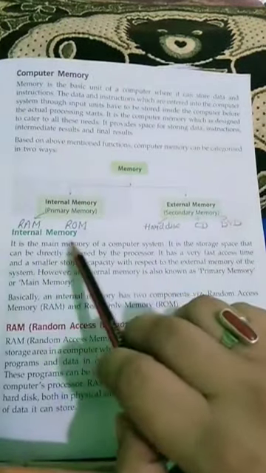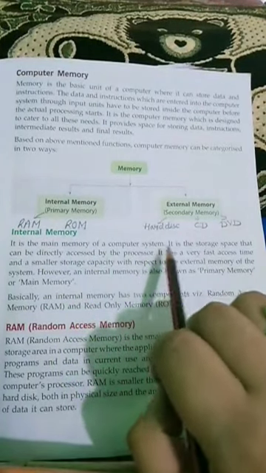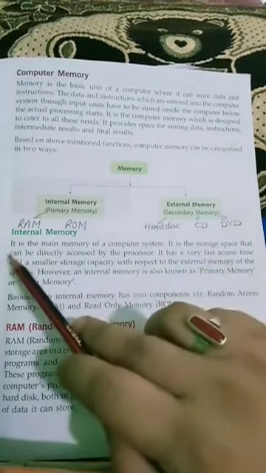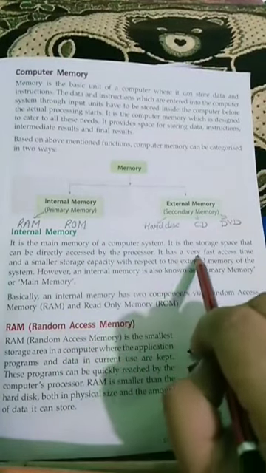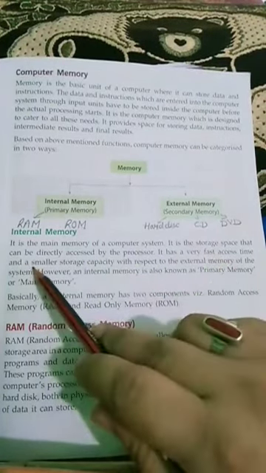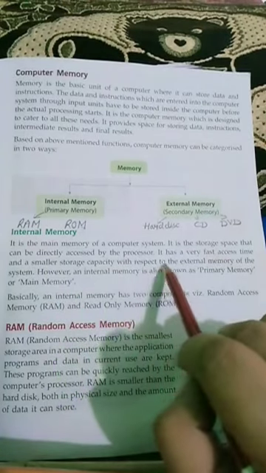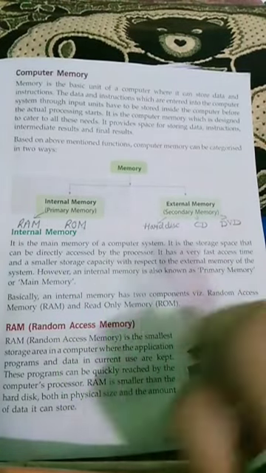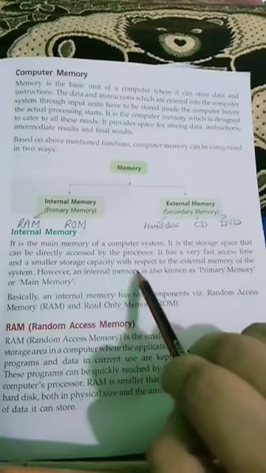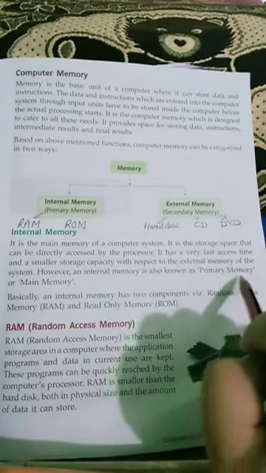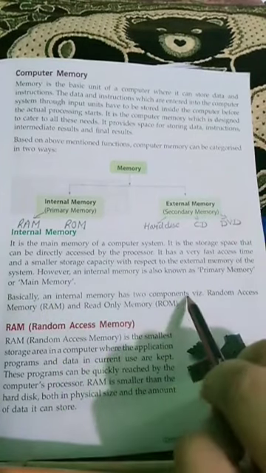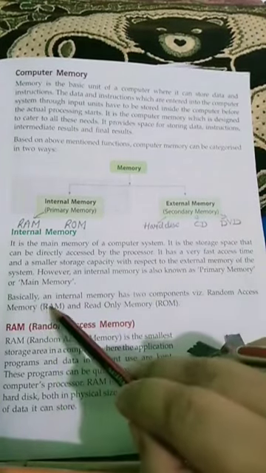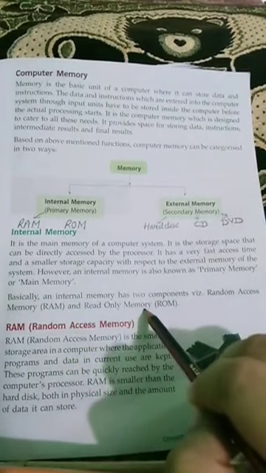It is the main memory of a computer system. It is the storage space that can be directly accessed by the processor. It has a very fast access time and a smaller storage capacity with respect to the external memory of the system. However, an internal memory is also known as primary memory or main memory. Basically, an internal memory has two components: random access memory, RAM, and read-only memory, ROM.